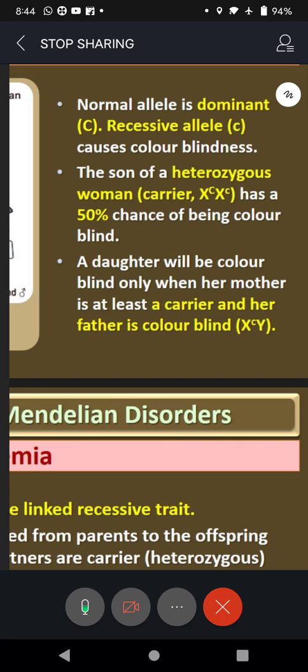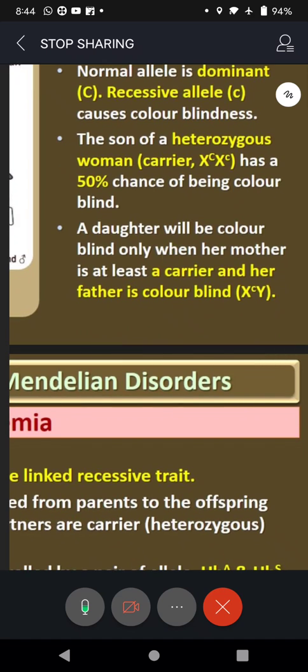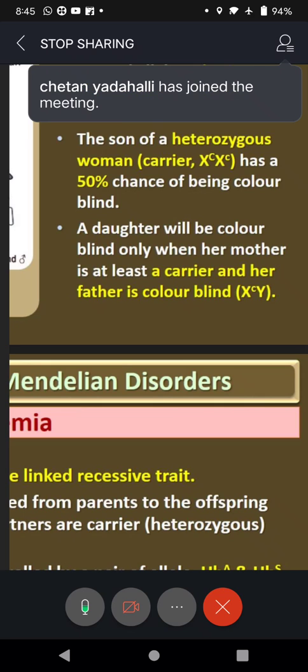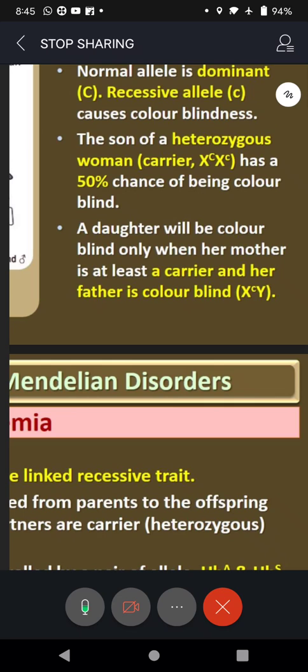The son of a heterozygous woman. I am underlining that word heterozygous, stressing on that, means hetero, different alleles. And what are the different alleles? Capital C, small c. Since it is a woman, obviously you are expecting double X, XX chromosome. So she has heterozygous alleles, capital C and small c. And when she is carrying capital C and small c alleles, obviously she is a carrier. Means she is lucky. She will not be having this color blindness.